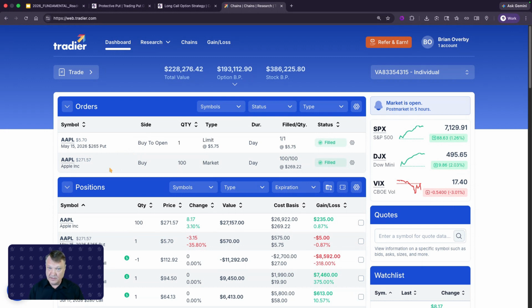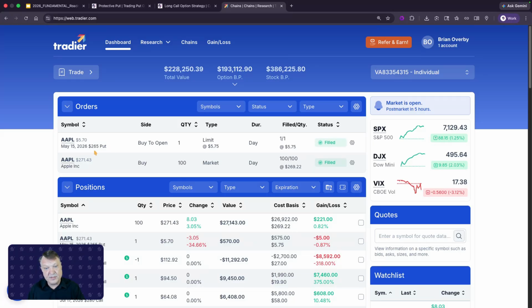Now, remember, a lot of people might have had Apple in their account. We bought this protective put to protect us because we know that an earnings report is coming, not to mention a lot of stocks in the tech space. The Mag 7 stocks, which Apple is involved in, a lot of those companies are going to be announcing earnings over the next couple of weeks. We're getting into the heart of the earnings season. So we're buying this. We're giving ourselves a little bit of time.